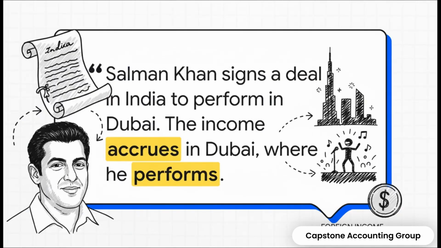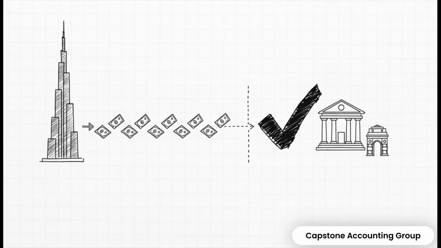Okay, let's put this into a real-world example, something we can all picture. Let's say Salman Khan signs a contract in Mumbai for a big show in Dubai. Well, it's a service, right? So it doesn't matter that he signed the deal in India, he's performing in Dubai. That's where the income accrues. So right now, it's looking like foreign income. But, and here's the big but, what happens if those Dubai organizers wire his payments straight into his bank account in Mumbai? Well, even though the income accrued outside India, it was received inside India. It passed that first test we talked about. And just like that, it flips. It becomes Indian income and it's fully taxable in India.